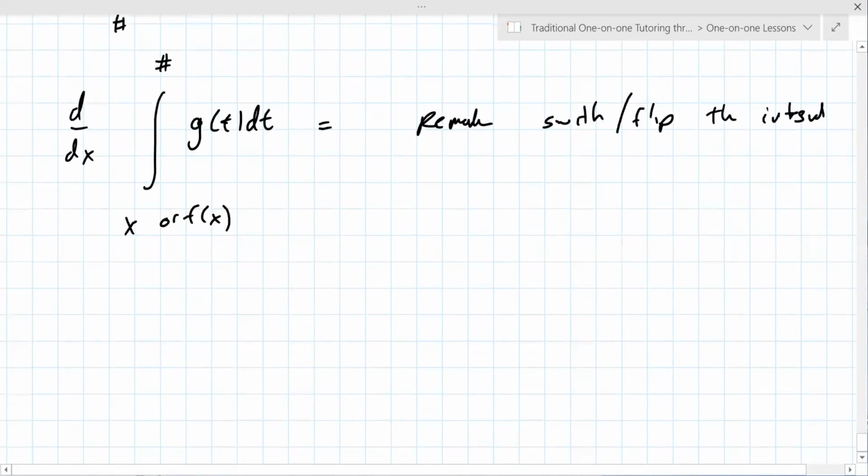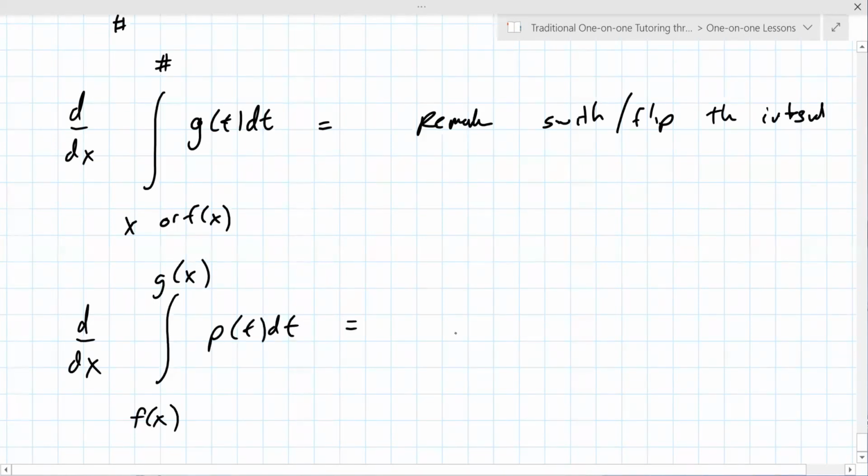Yep. And then the last type you might see is when you go from, like, they usually write it this way, f of x to g of x, and then it's like p of t dt, and this is that top minus bottom with chain rule. Okay. And that's like that last example we did there.